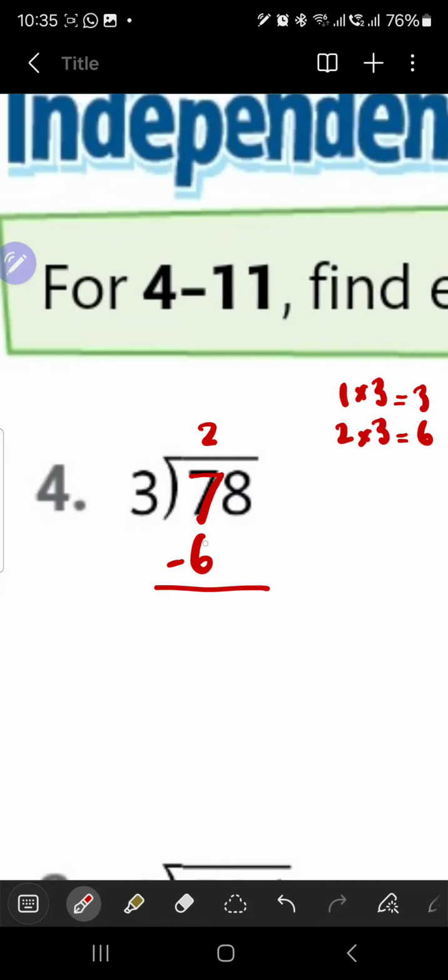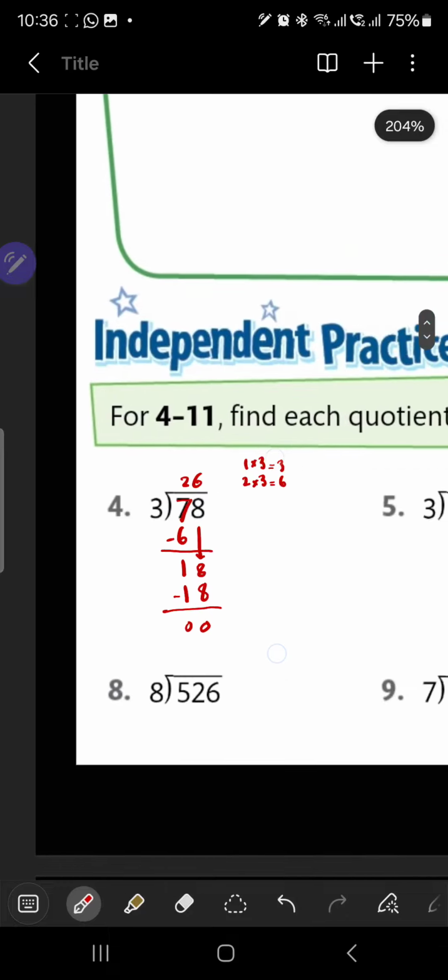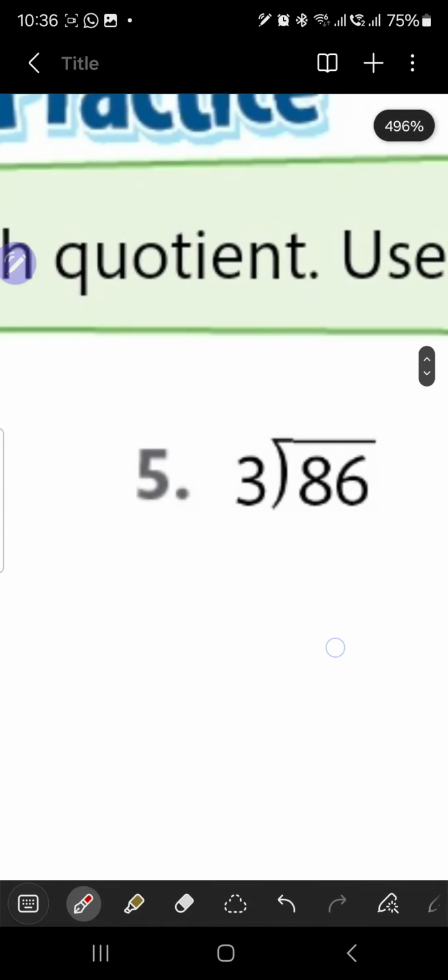Okay, then the 6 is below the 7. 7 minus 6 equal 1. And then bring the 8 down. And then 18 divided by 3. Think of the number they multiply. It is 6, because 3 times 6 equals 18. Now minus them, got 0. There's no remainder in that question. Okay, let's see another one.